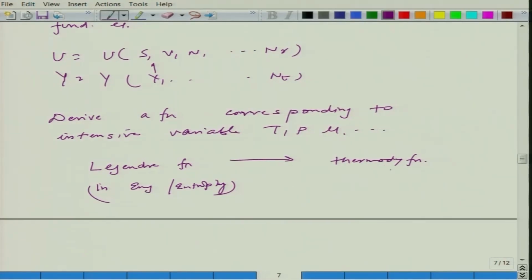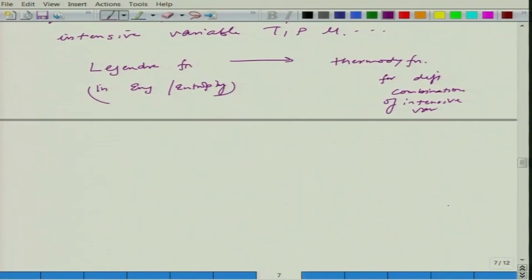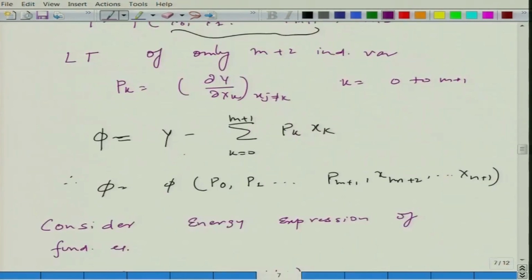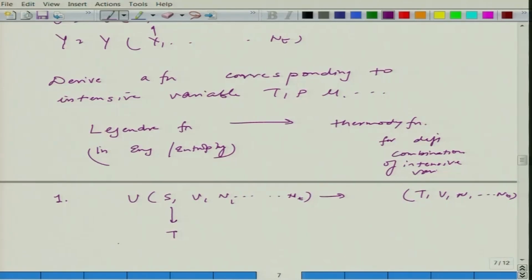So, let us take a case first where we are going to look at U of S, V, N1 till Nr, and then we would like to get a function of T, V, and N. Okay. So essentially what we are trying to do is change one of the variables, S, to T. Now, the way we have done it in the expression here, if you are interested in, let us say, m plus 1 variables to be Legendre transformed, then essentially we multiply the slope corresponding to the kth variable by the variable x. So this is what we are going to do, because here it is only one variable, S, to be converted to T. So essentially our function should be something like this, with the variable S.